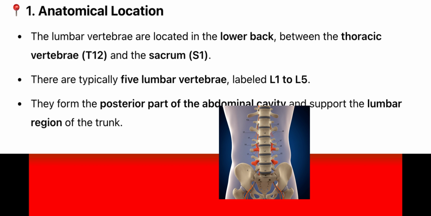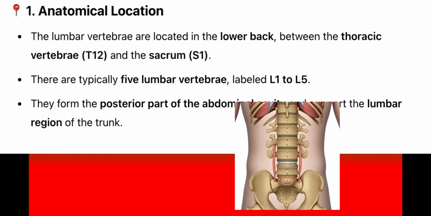1. Anatomical location. The lumbar vertebrae are located in the lower back between the thoracic vertebrae, T12, and the sacrum, S1. There are typically 5 lumbar vertebrae, labeled L1 to L5. They form the posterior part of the abdominal cavity and support the lumbar region of the trunk.